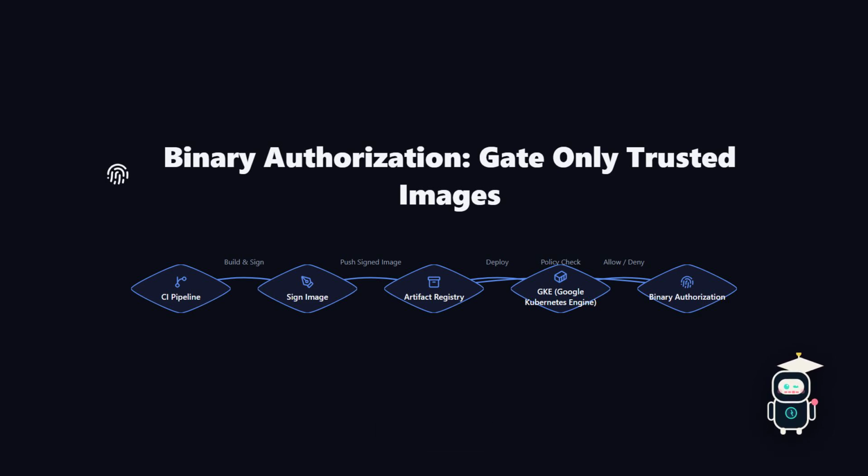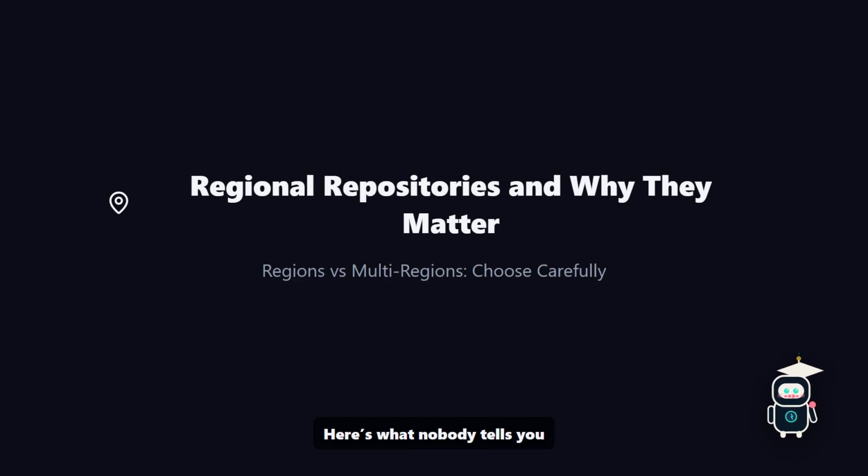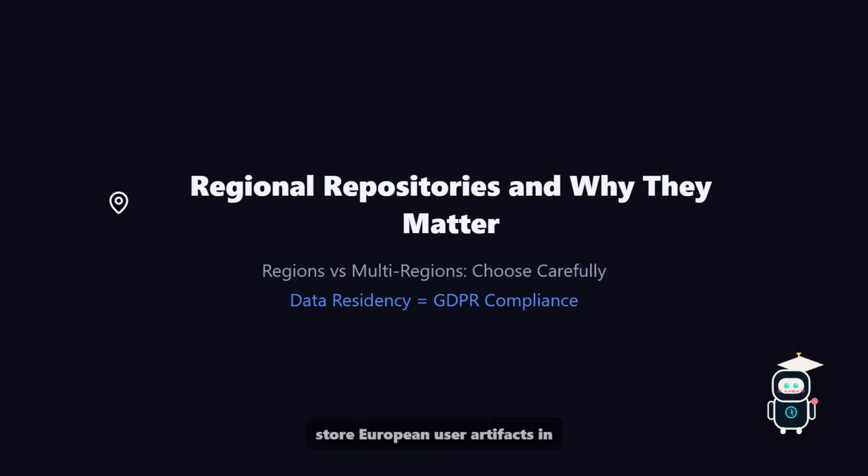Here's what nobody tells you about repository locations. If you store European user artifacts in a US multi-region by accident, you could be staring at a GDPR fine. When you create an artifact registry repository, you specify a location, a specific region, or a multi-region, and that determines where your artifacts physically reside. The rookie mistake? Not checking data residency rules, then scattering sensitive container images across the wrong geography. One wrong click, compliance violation.